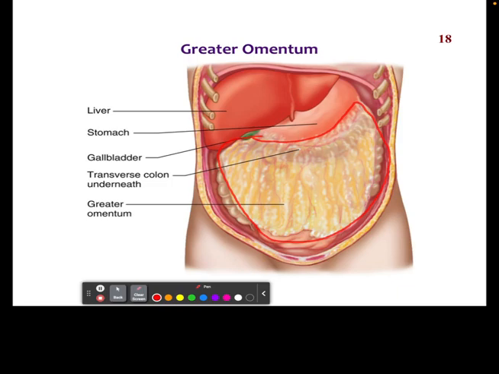With that said, if you have any questions on the digestive system histology, let me know. In the next video we are going to start talking about the anatomy of the stomach.